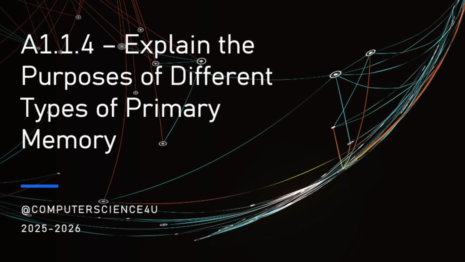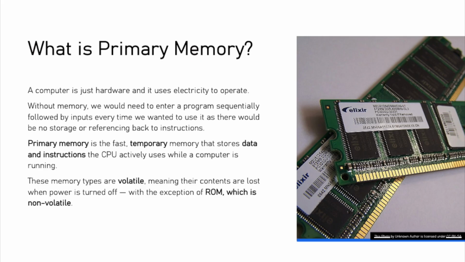And it can be volatile, which means that it requires power to maintain the stored data, which is the case in RAM, or it can be non-volatile, which means it retains information even when the power is turned off. So SSDs, HDDs, and ROM, read-only memory, are non-volatile, whereas RAM and cache are volatile memories. So let's start by just looking at what primary memory actually is.